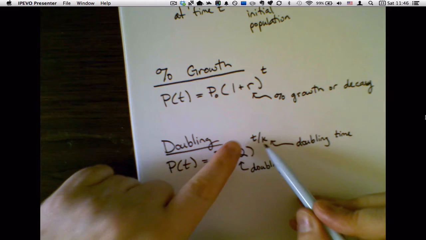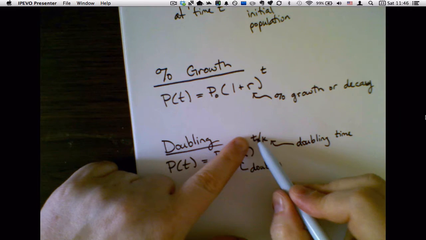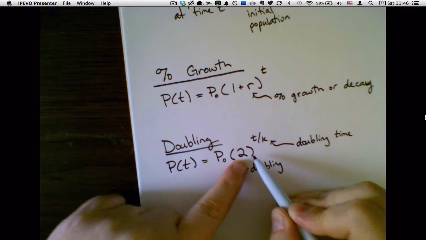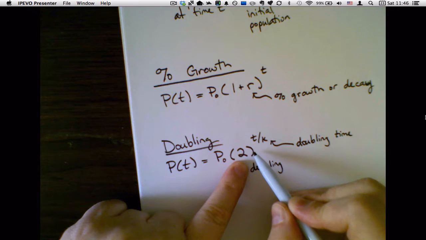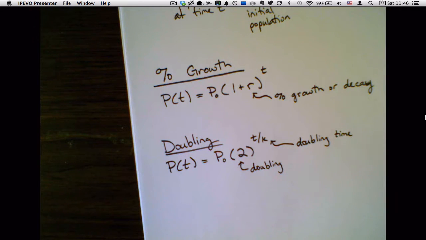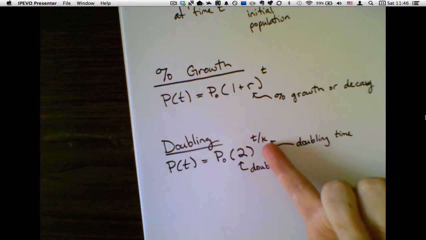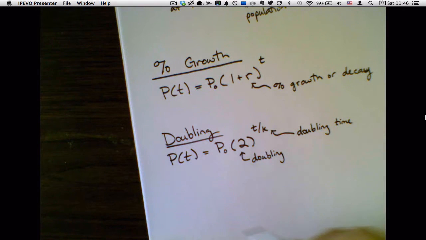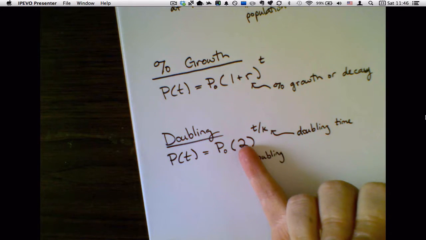So, for example, in 5 years, we'll plug in a 5 for our t. 5 over 5 is 1, and you would have 2 to the 1, which is 2. So you would have twice your initial population. So however much time it takes to double, that's the number that goes underneath your time. And similarly, tripling time, you would put a 3 here.